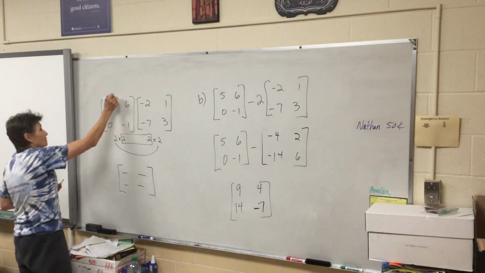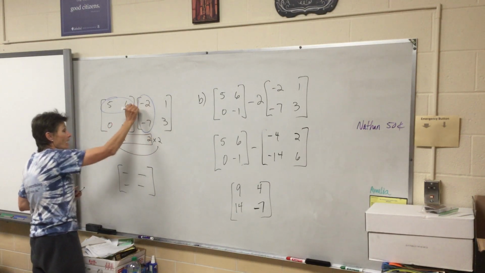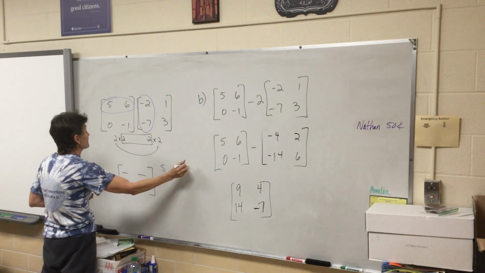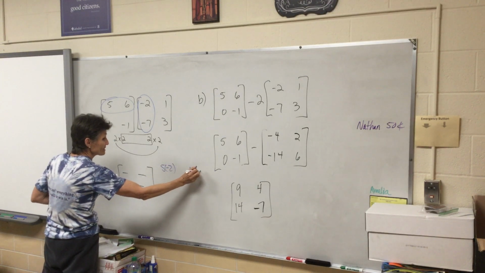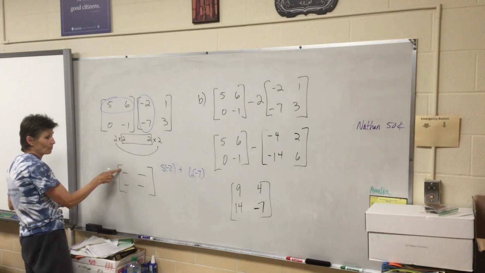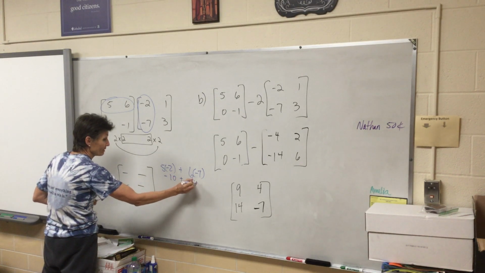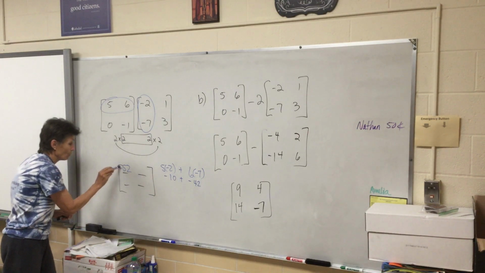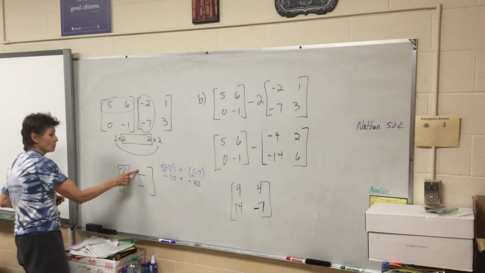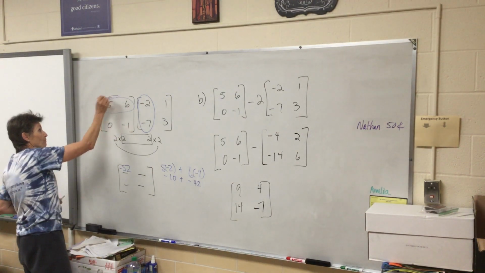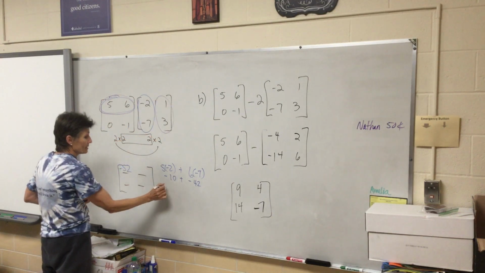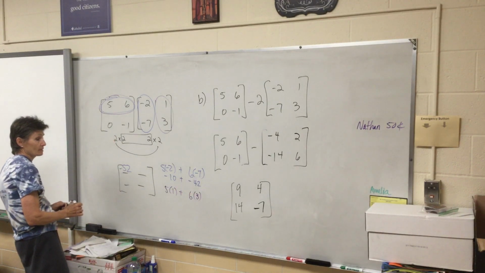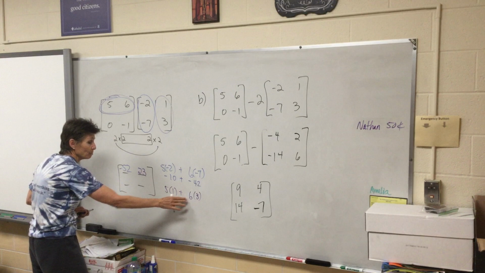Now, first row, first column is going to give me that number right there. So 5, 6, negative 2, negative 7 is going to give me that number. Negative 10 plus negative 42. This is a negative 52. First row, second column. So 5, 6, 1, 3. That number is going to be a 23. 5 plus 18.